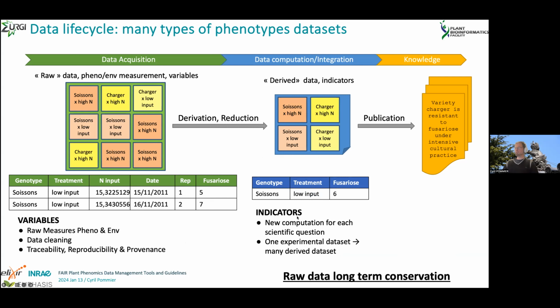For derived data, we are dealing with indicators that integrate many variables. As a consequence, since those indicators are built for each scientific question, each study they are built for, we observe that one experimental data set can lead to many derived data sets. Therefore, it is absolutely paramount to be able to keep on the long term the raw data available and correctly described.